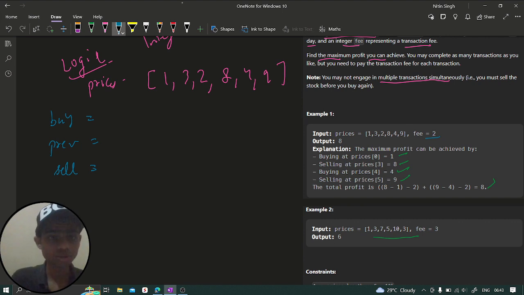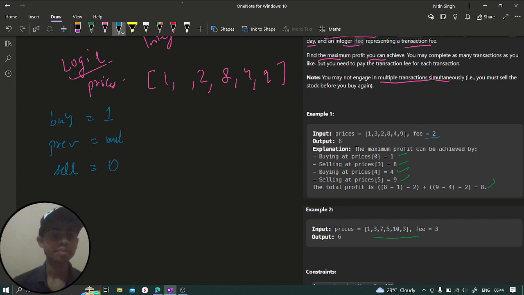Initially buy will be one, right? So we are going to say one. Previous is going to be nothing, it is going to be null, right? Now let's see the next variable, which is sell. So we haven't got a profit, right?